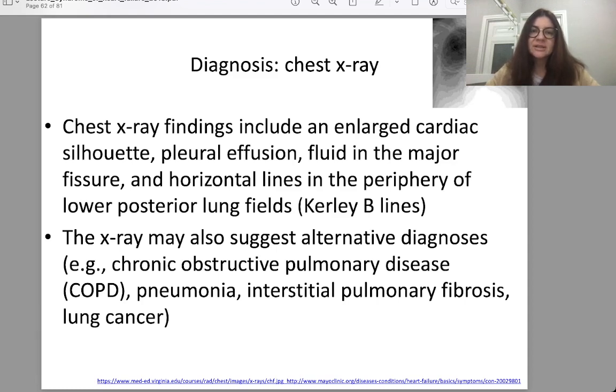Chest X-ray findings include an enlarged cardiac silhouette, pleural effusion, fluid in the major fissure, and horizontal lines in the periphery of the lower posterior lung fields, like Kerley B lines. The X-ray may also suggest alternative diagnoses like chronic obstructive pulmonary disease (COPD), pneumonia, interstitial pulmonary fibrosis, and lung cancer.